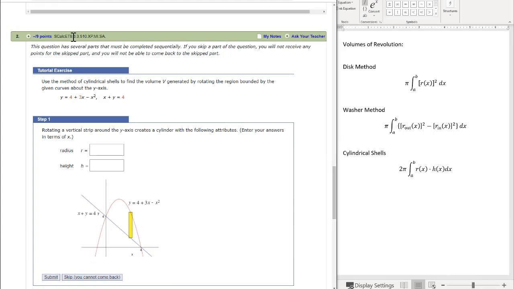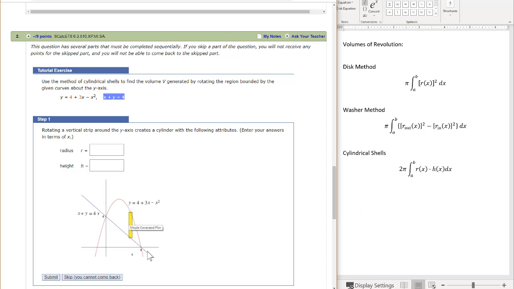Let's do this problem from your lab assignment, section 6.3, problem number 2. Use the method of cylindrical shells to find the volume generated by rotating the region bounded by the given curves around the y-axis. So here's a curve, y is equal to 4 minus 3x minus x squared, and then here's another curve, which is a line, x plus y is equal to 4.